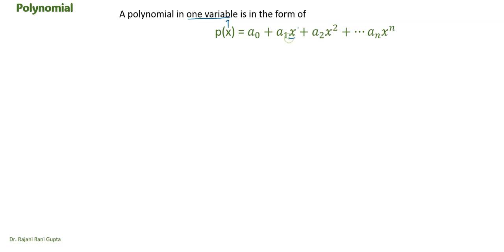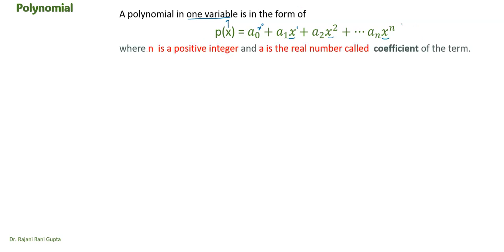You can see here the powers of x keep on increasing. We started with no power of x, meaning x^0, then x^1, 2, and so on. It reached x^n. So an expression of this form is called a polynomial, where n is a positive integer, the power should be positive, and these a_i's, a0, a1, a2, an, are real numbers, which are called the coefficients of the terms.